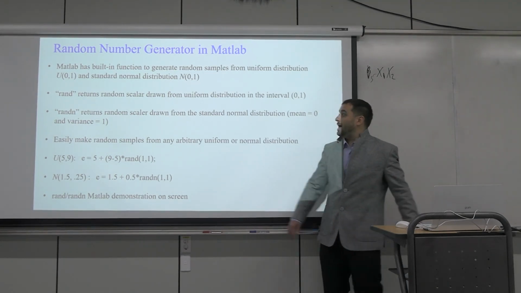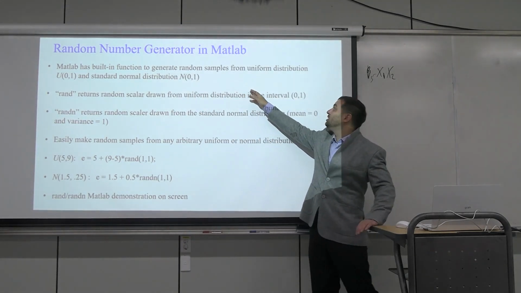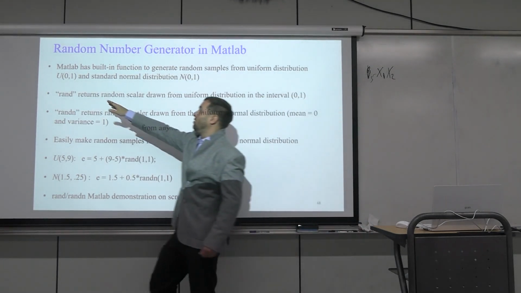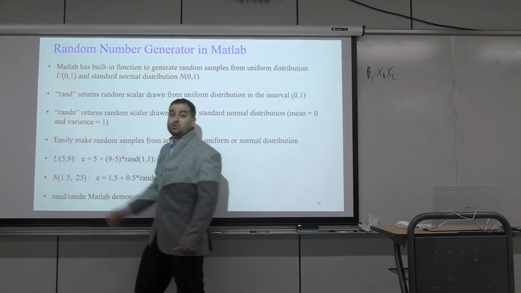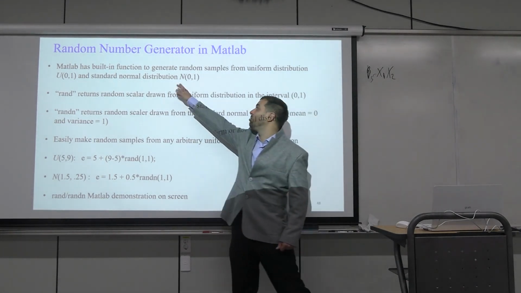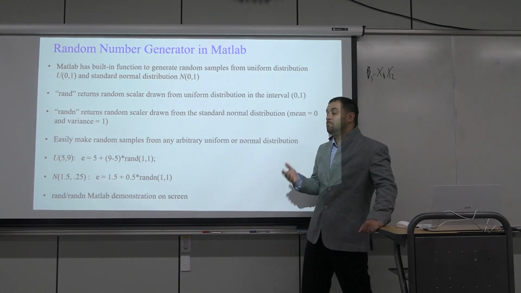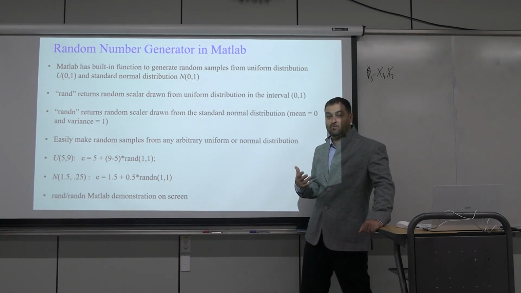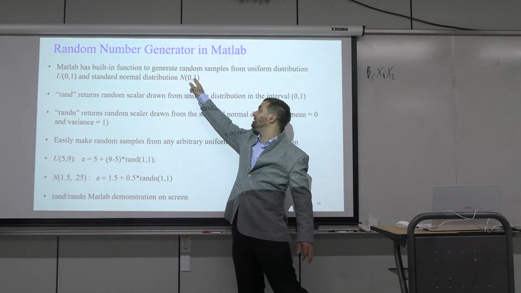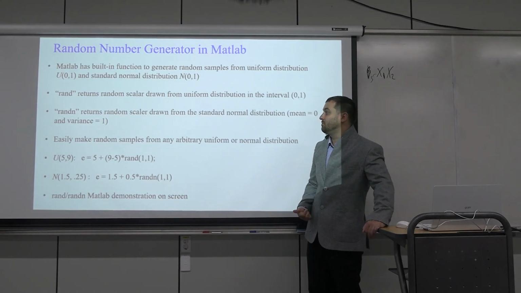MATLAB has built-in functions to generate random samples from both the uniform distribution, uniformly distributed on 0 to 1, and also the standard normal distribution. The standard normal distribution is a one-dimensional Gaussian distribution, mean 0 and variance of 1. The first number is the mean, the second number is the variance. And of course the standard deviation is the square root of the variance.